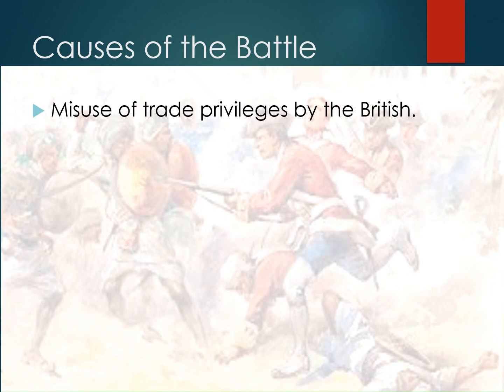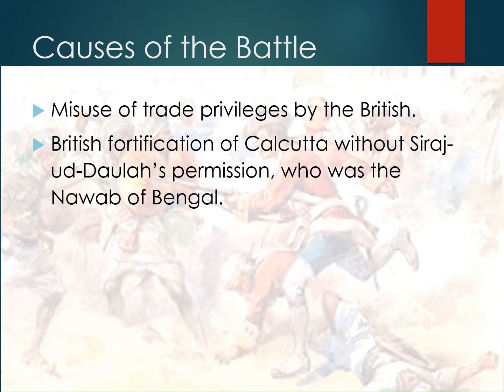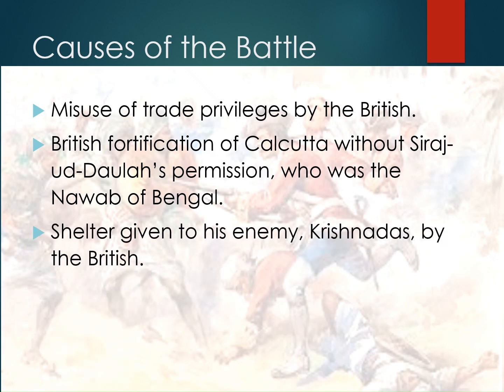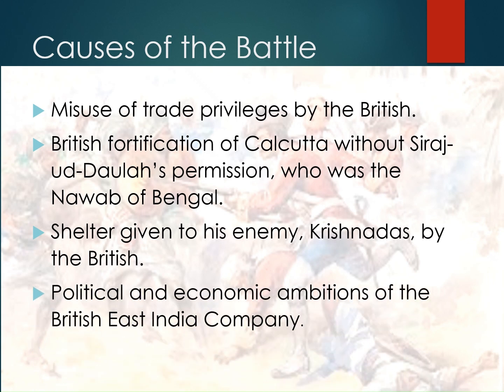Misuse of trade privileges by the British, fortification of Calcutta without Siraj-ud-Dowla's permission, who was the Nawab of Bengal, shelter given to his enemy Krishna Das by the British, political and economic ambition of the British East India Company.